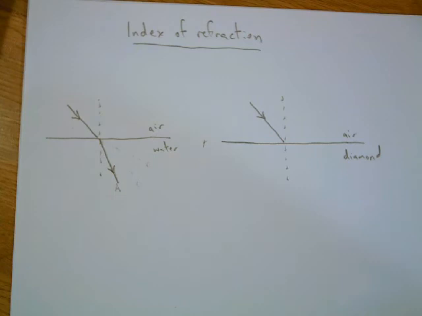Okay? This is easy to remember. If the light slows down, it bends down towards the normal. If the light speeds up, it bends up, and away from the normal. So it slows down, bends down, speeds up, and away.